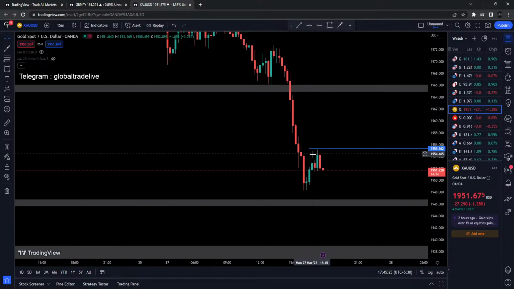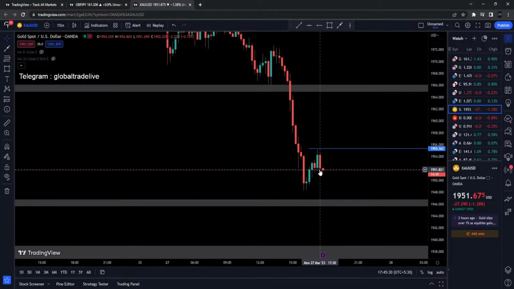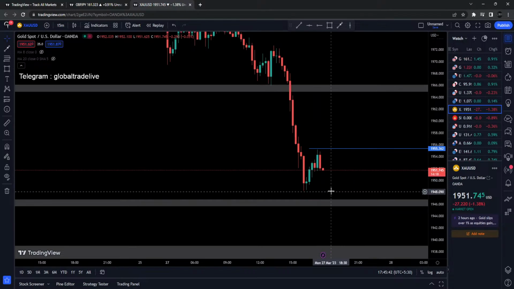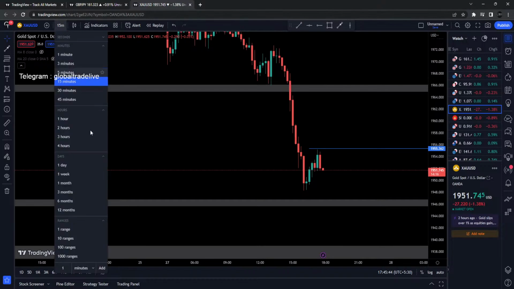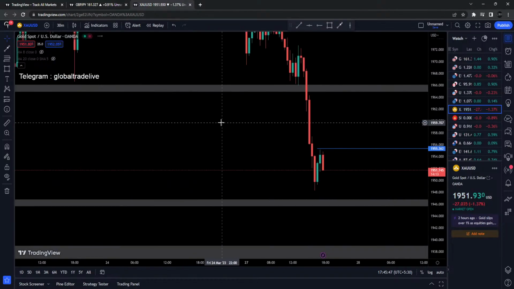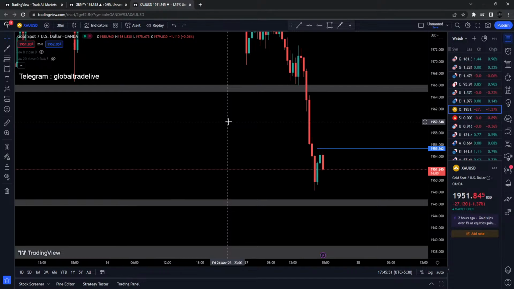Right now, if you look at the previous candle, it just closed exactly at the same support level created earlier. To continue moving down, the current 15-minute candle has to break below this area. So I'm going to just stick to the 30-minute, because the 30-minute is a time frame which really gives me confidence.